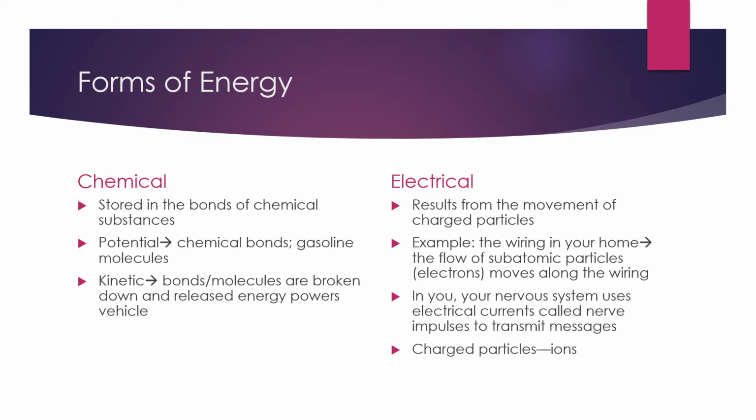Electrical energy results from the movement of charged particles. So you can see the example here is just wiring in your home. That flow of subatomic particles moves along the wiring. In yourself, your nervous system uses the electrical currents called nerve impulses to transmit messages. Those charged particles are called ions.